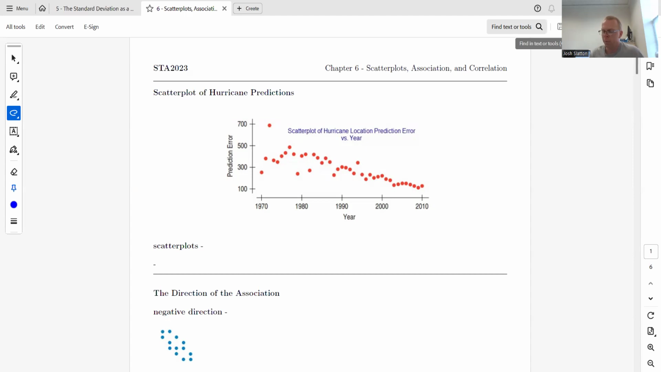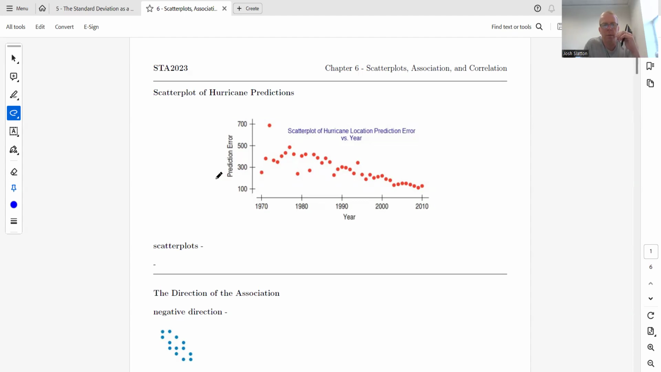So this chapter 6, we're looking at scatterplots and what scatterplots do. We're going to be looking at relationships between two quantitative variables. So we're still on the quantitative variable kick here, and we're going to be looking at relationships between two of these quantitative variables. So we have a scatterplot here. And so you can see the X variable is the year, the Y variable is the prediction error, however that is measured.